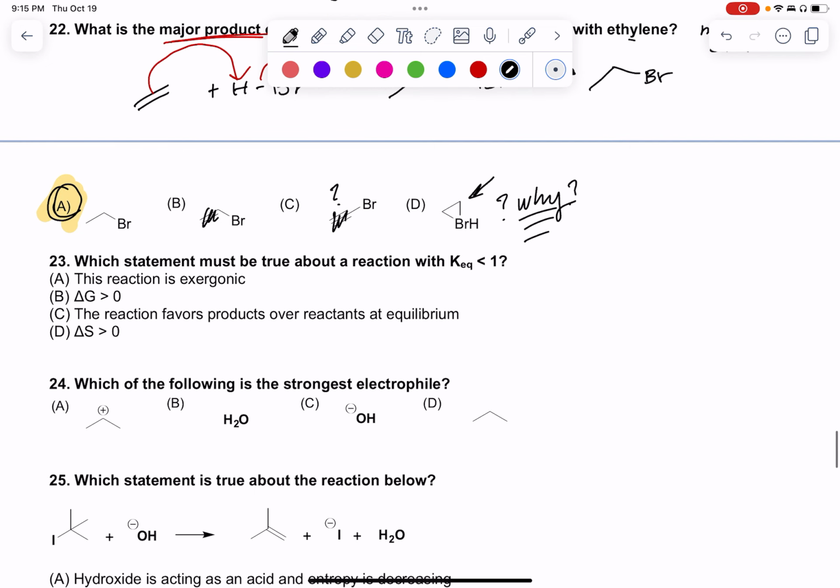Okay. Which statement must be true about the reaction with a KEQ equaling greater than or less than 1? Remember my little trick for KEQ is that if the arrow points towards the KEQ, I call the KEQ my system. This is my system.